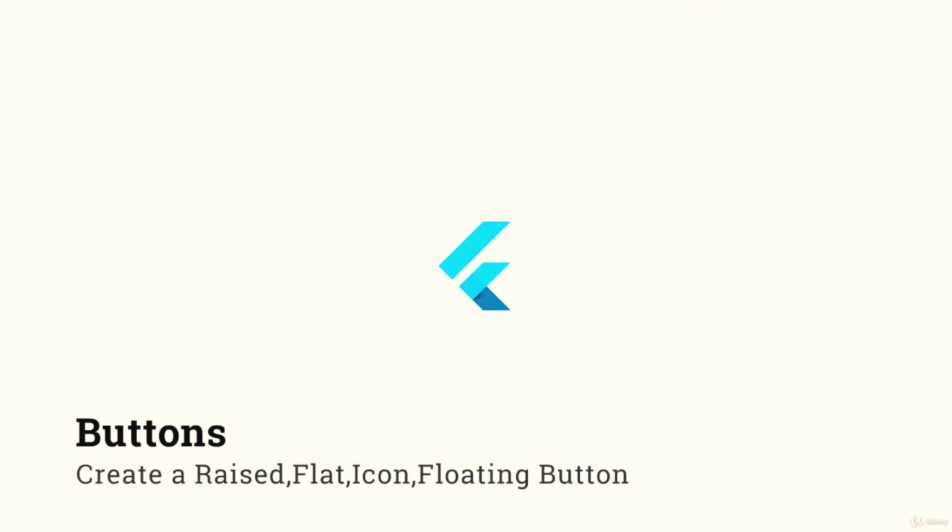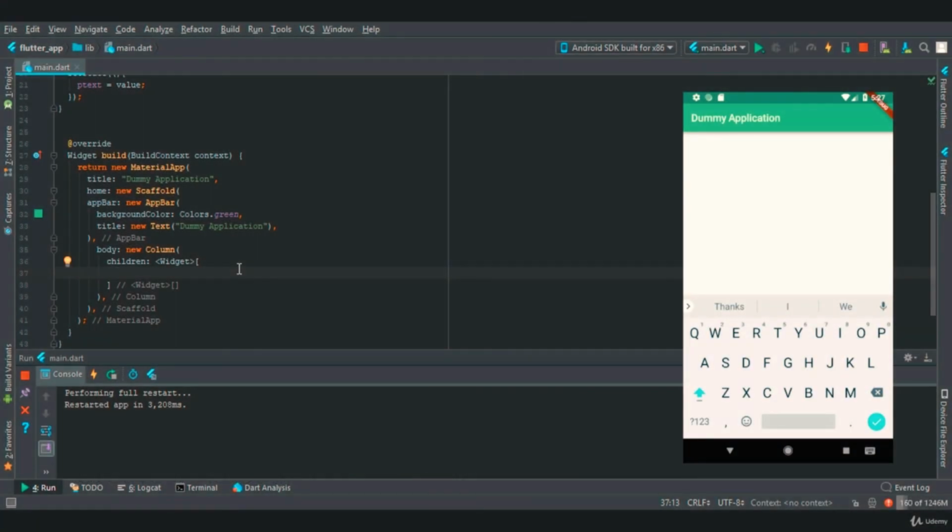In this video we are going to create buttons in Flutter. The two buttons that we are going to create are a raised button and a flat button. I've already created a body which has a new column widget. Now in this column, let's create a raised button using new RaisedButton.